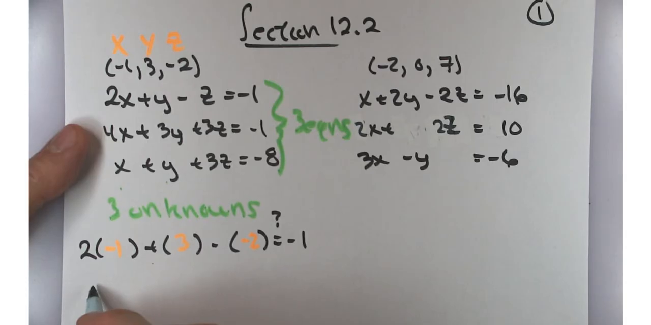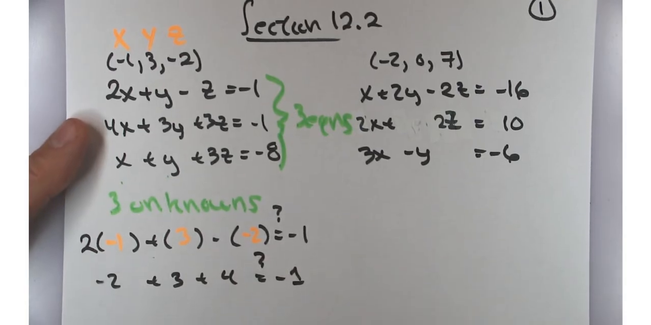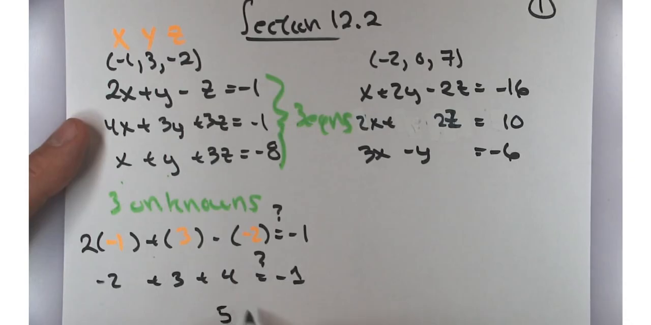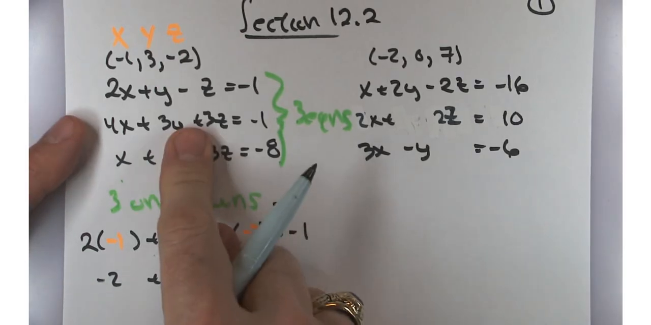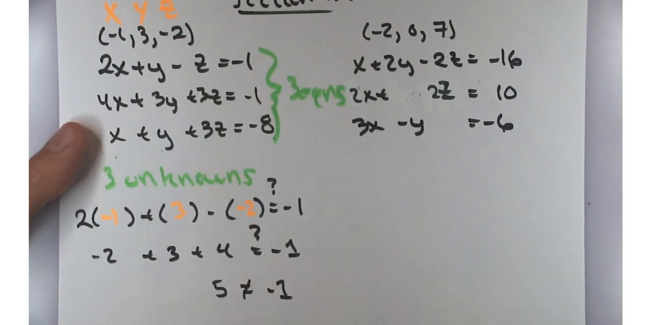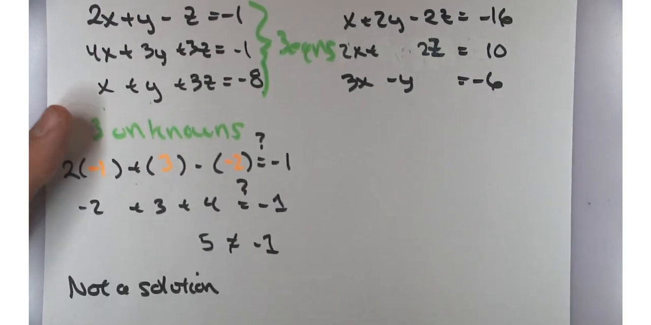Let's see if that first one works. So it's going to be -2 plus 3 plus 4 equals -1. That looks like 5 equals -1. And I don't think 5 equals -1. So this is not a solution. We'll take a look at what that means geometrically in just a minute.